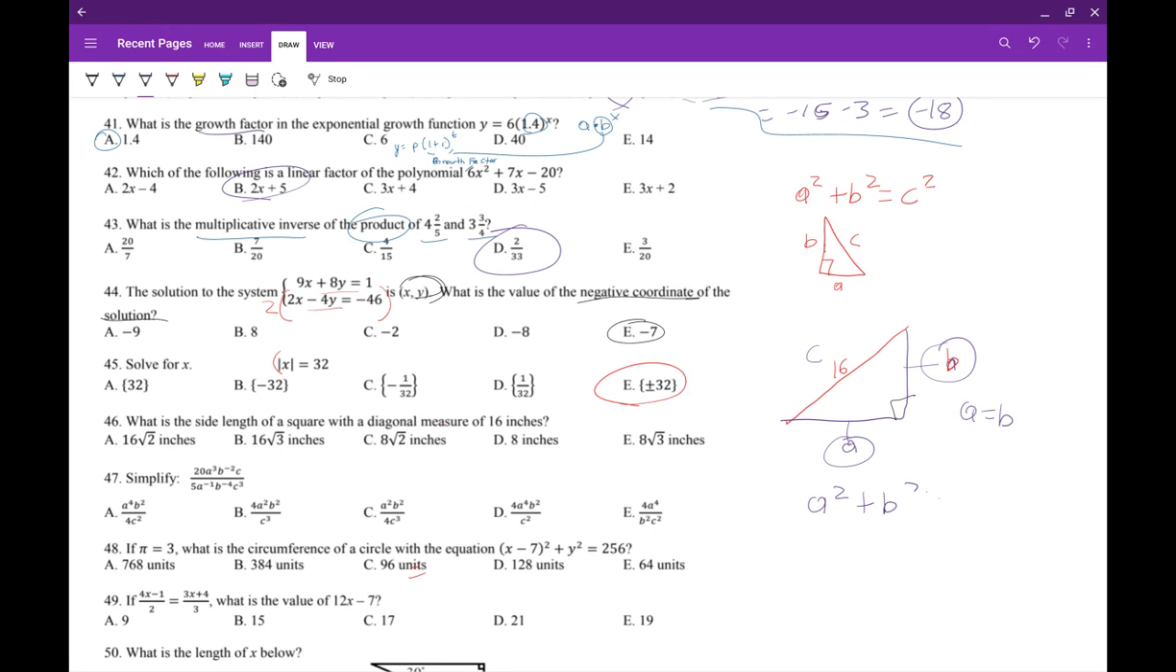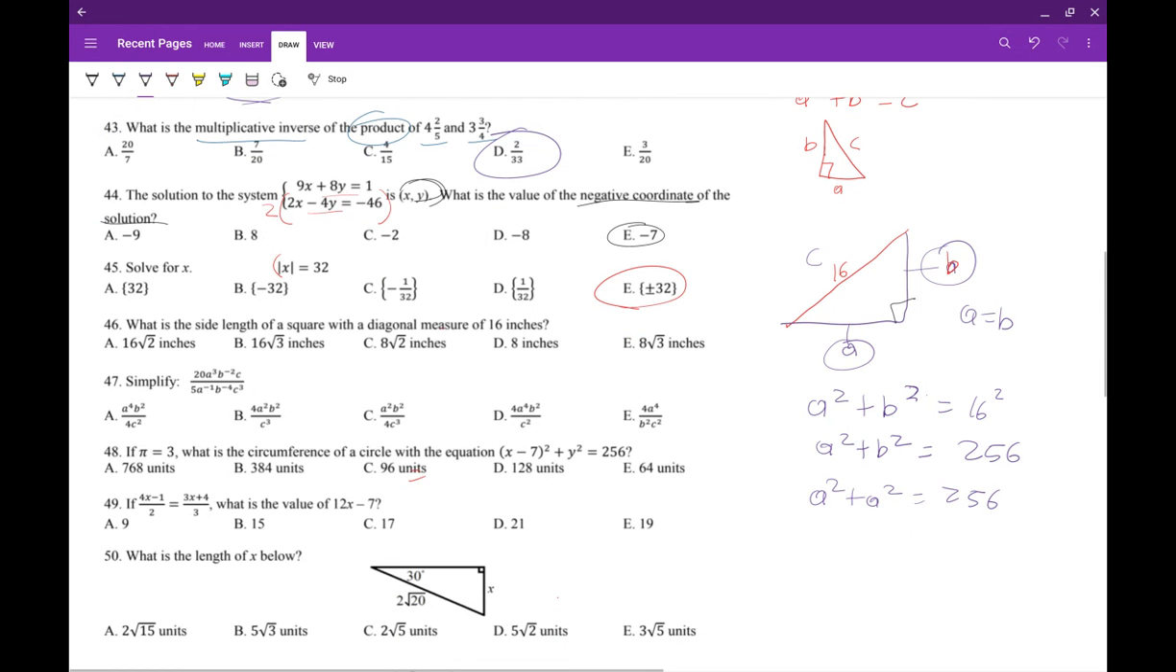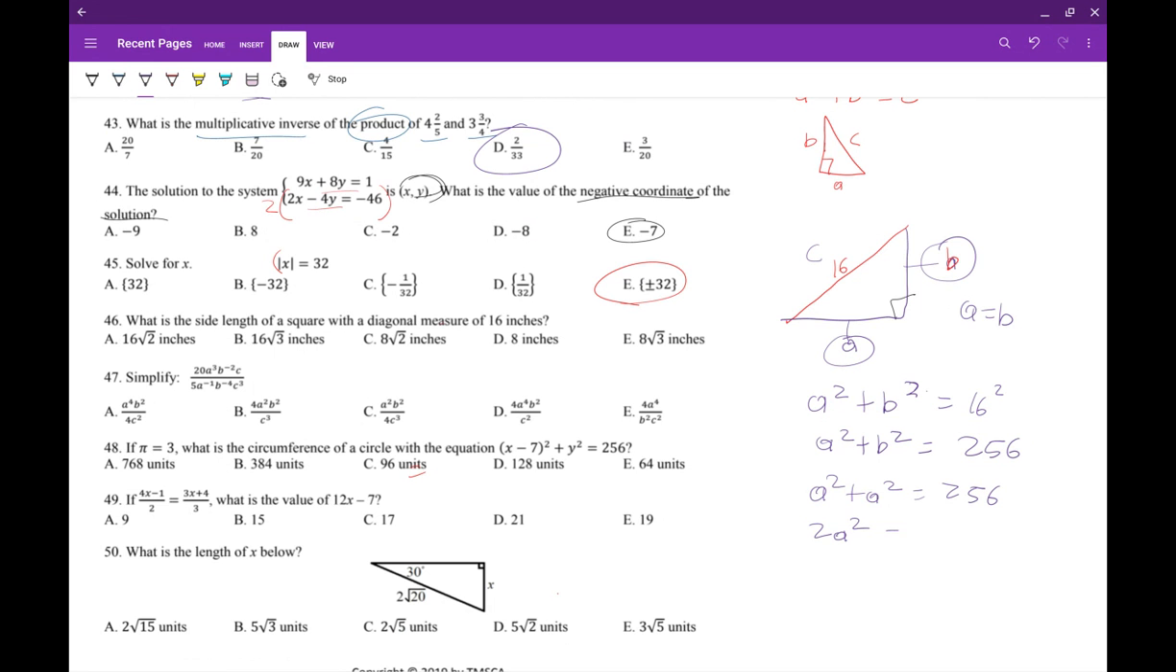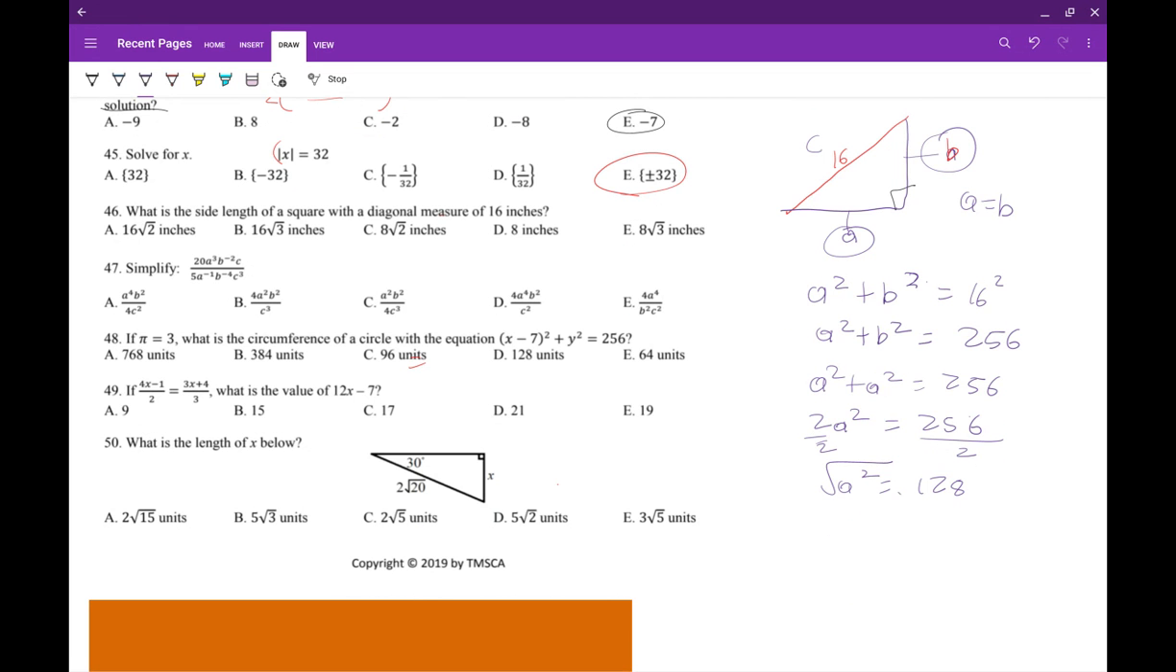But let's just write it. A squared plus b squared is equal to c squared, and c is 16, so it's going to be 16 squared, right? So a squared plus b squared is going to be equal to 256. So now we know a is equal to b, so we can use the substitution property to substitute a in the place of b. So we have a squared plus a squared equals 256, so combining like terms, you have 2a squared equals 256. You can divide by 2 on both sides. You have a squared is equal to 128. Then you take the square root of that.